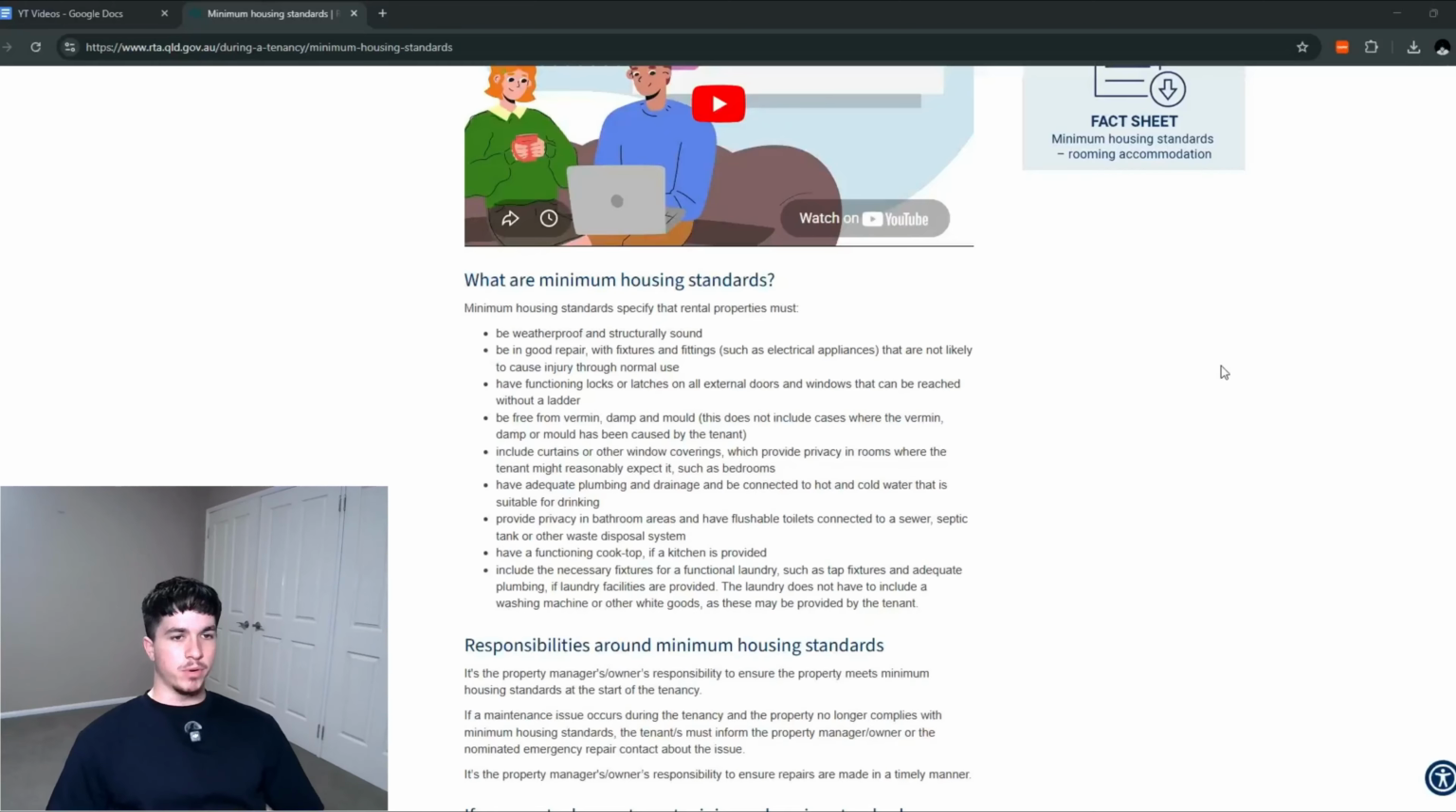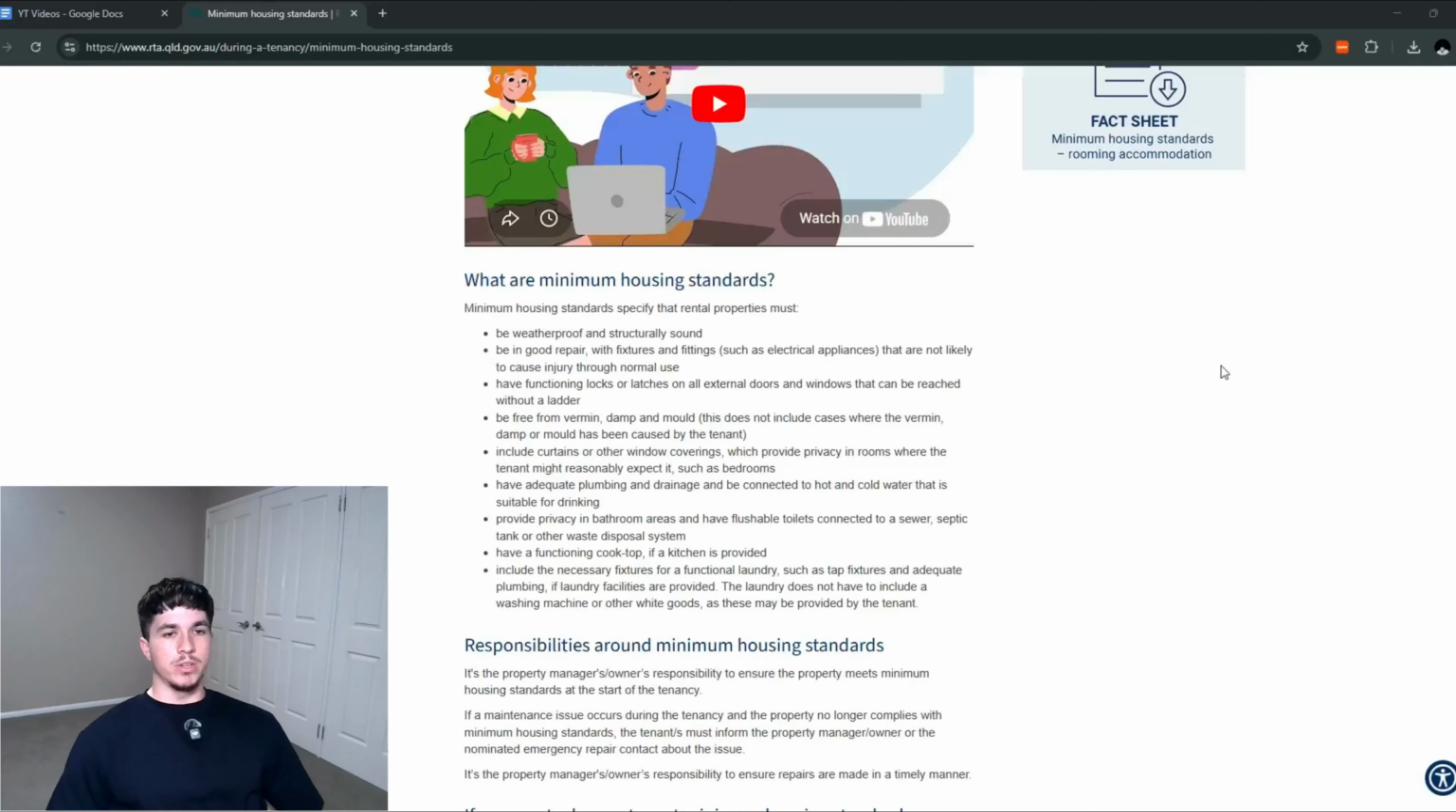The property must be free from vermin and mold. Now, if the tenant has neglected to clean mold and properly ventilate the property, then that is a tenant's obligation to resolve. But for example, if there is a roof leak and mold has spread throughout, then that is 100% a breach of minimum housing standards. Or if there's a severe rat infestation or cockroach infestation that's not caused by the tenant being dirty or unclean, then that is, again, a minimum housing standard that has been breached.